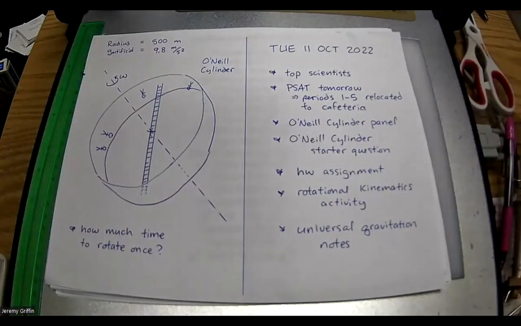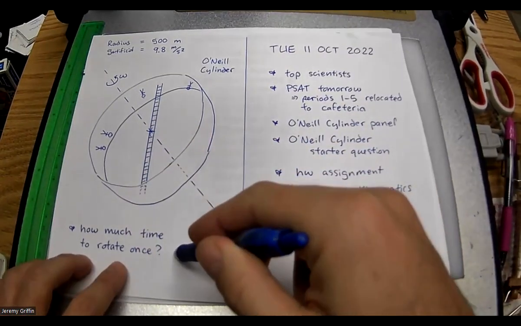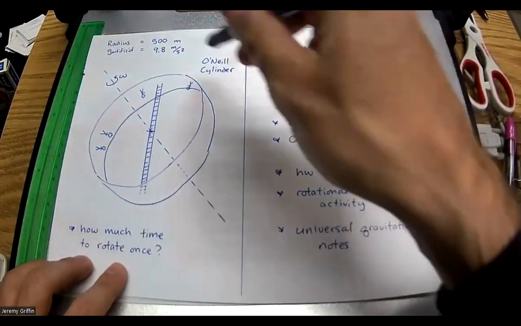All right, so let's figure out the answer to this question. Right? Maybe it's kind of a two-part question. First of all, you have to figure out how fast it has to spin.